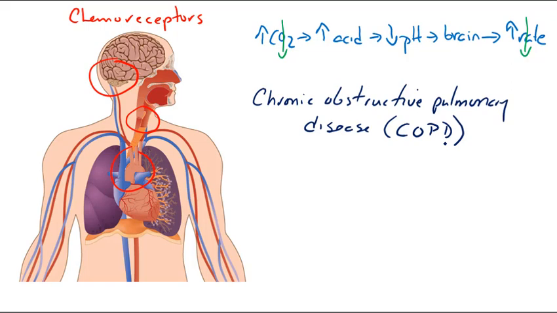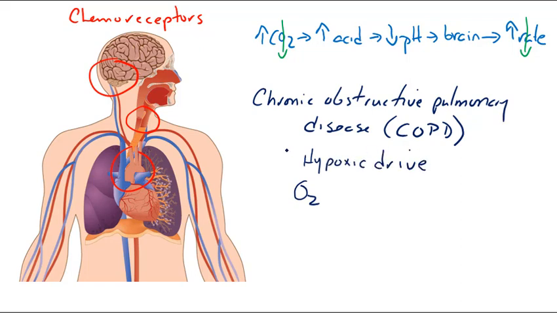But what happens is the system tries to work, but since the CO2 levels remain elevated due to these lung diseases, ultimately the body is just going to abandon monitoring CO2 and it swaps over to monitoring oxygen levels. We call this hypoxic drive.